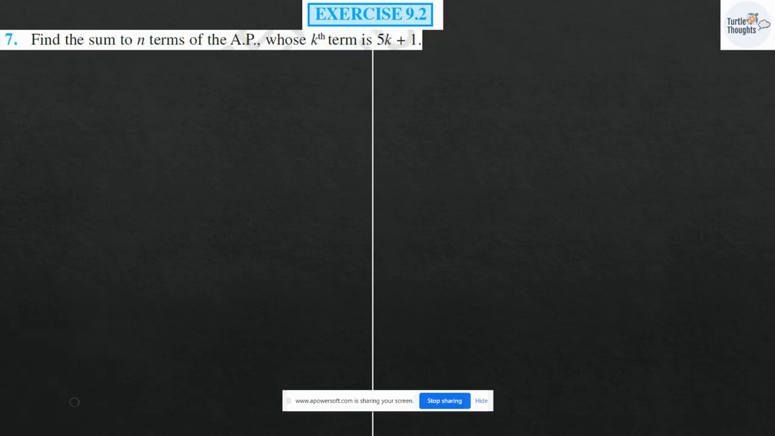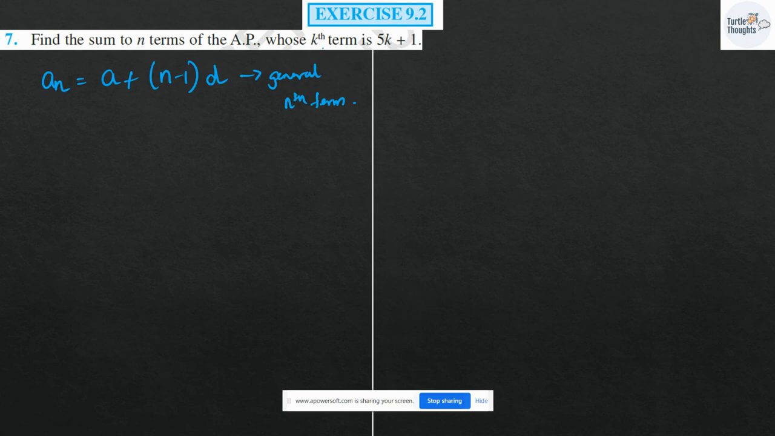Question number 7. Find the sum of n terms of an AP whose kth term is 5k plus 1. So, what is the kth term? We know that the nth term is given by an equals a plus (n minus 1) into d. This is the general term of an AP, or I can say the nth term.